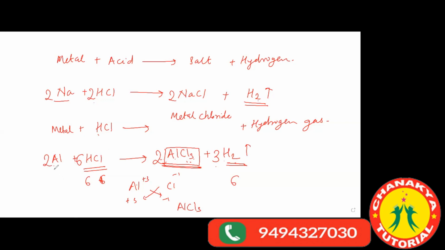In this case also what happened? Metal reacted with the hydrochloric acid, formed a metal chloride and hydrogen gas is released. So it matches with your general reaction. This is your what? General reaction. Got it? Okay. If you have noted down, it's fine. I'm going to show you the reaction of H2SO4 with this now.